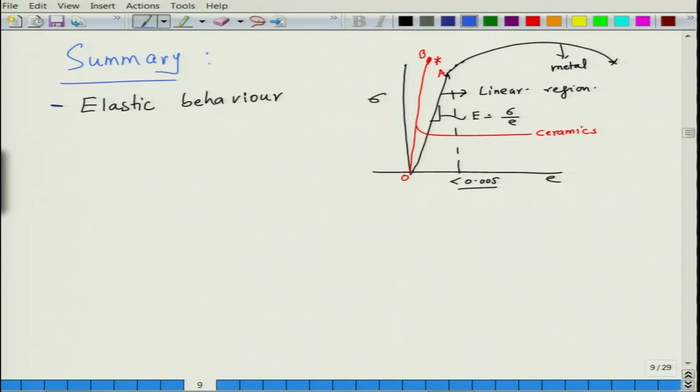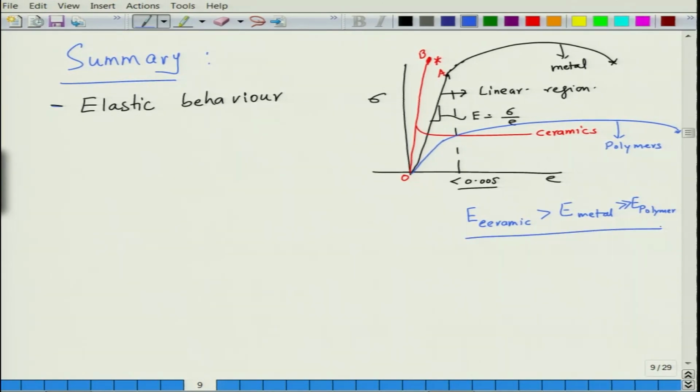And for polymers generally you will see a behavior like this, very long, and somewhere they will fail. So, this is polymers. We see generally that E of ceramics is higher than E of metal, which is much higher than E of polymer. So, this slope is very, very low in the case of polymeric materials. This is what we will see later on.